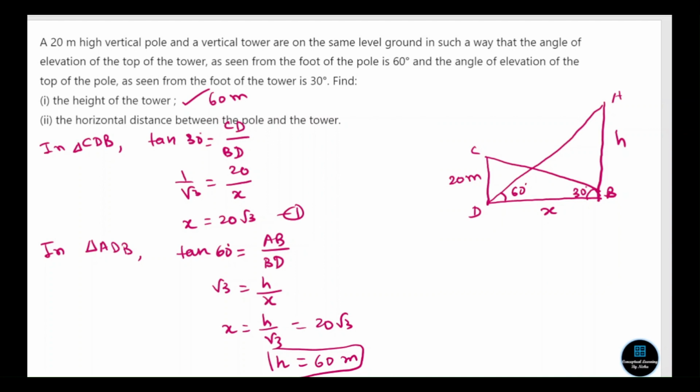And the horizontal distance. If I substitute the value of x, this is 20 square root of 3. If I substitute the square root of 3 as 1.73, you can find the answer in terms of decimals, or you can keep this here. Alright, very easy once you make the figure. Okay, so don't make a mistake here making the figure. That is important.